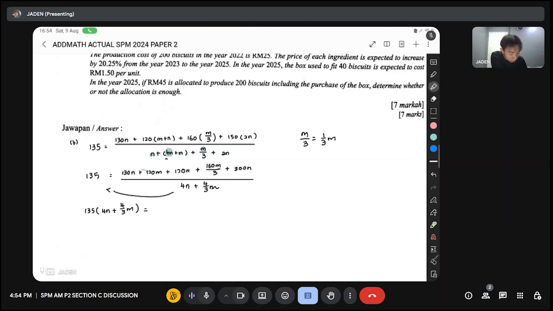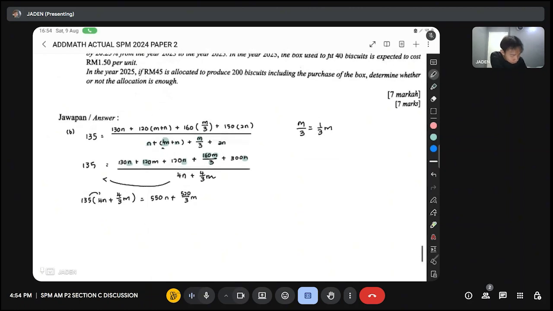all right, now you can do some simple maths again. We have n, we have n, we have n. I want you to add up all those numbers. So 130, 120, and 300, that will give you 550n. Okay, and then for the m part, this is 120 plus 160 over 3. So you will end up with 520 over 3, and then m.